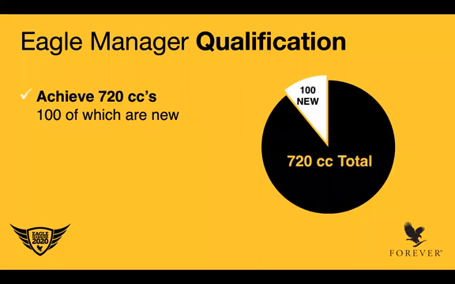Now, this is what you need to do to achieve ego manager. You need to do a total of 720 CCs, 720. And out of those, 100 CCs should be new. 720 total and 100 CCs should be new.